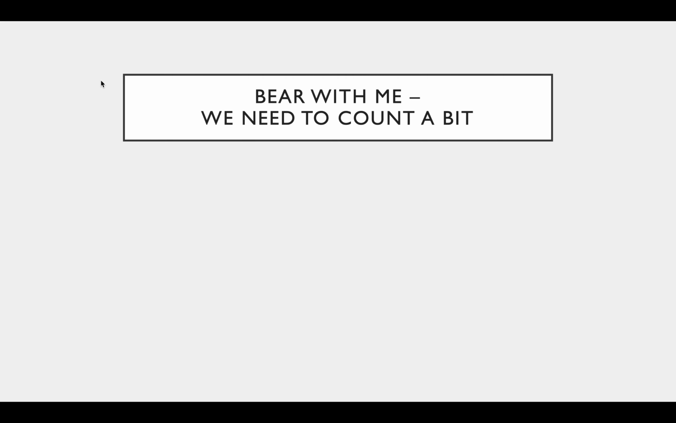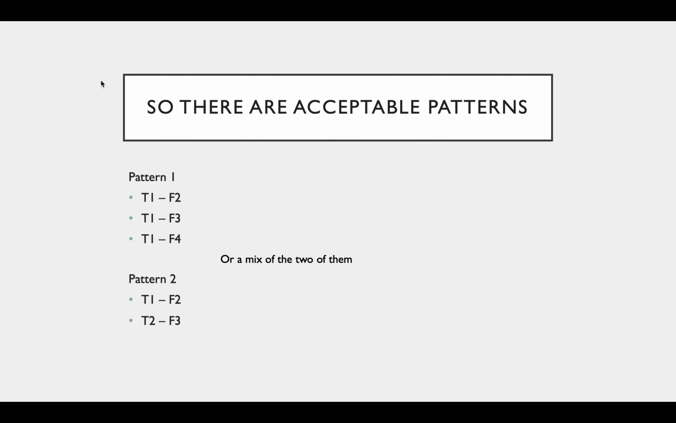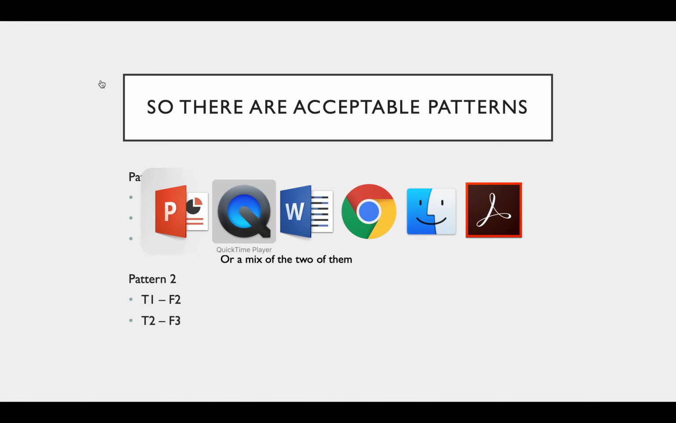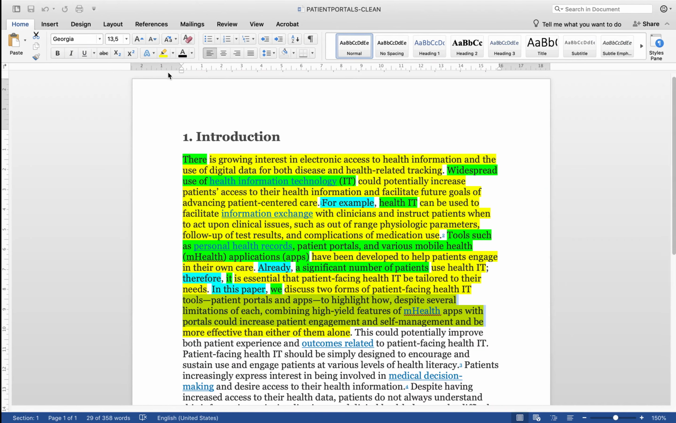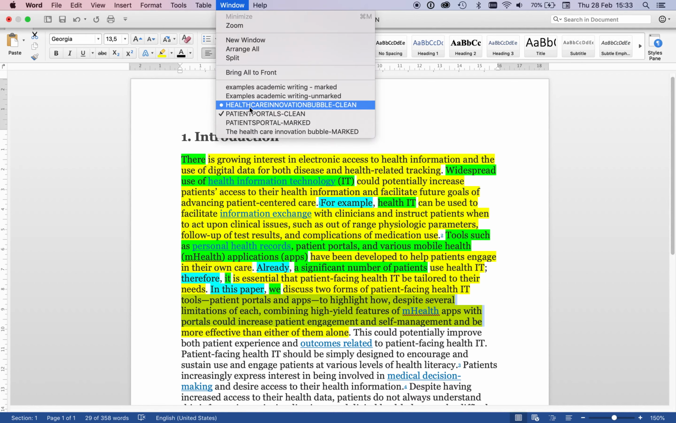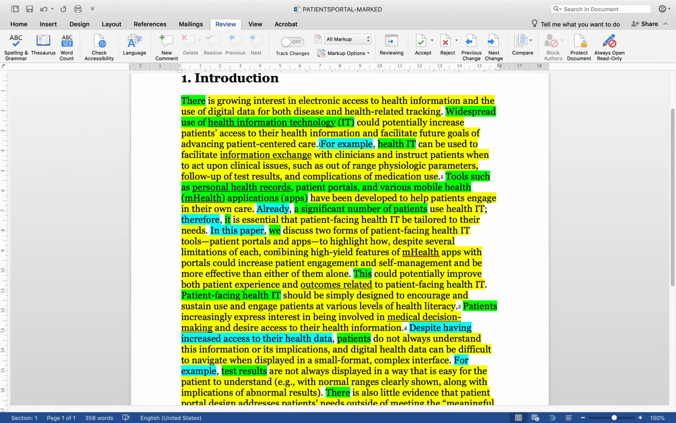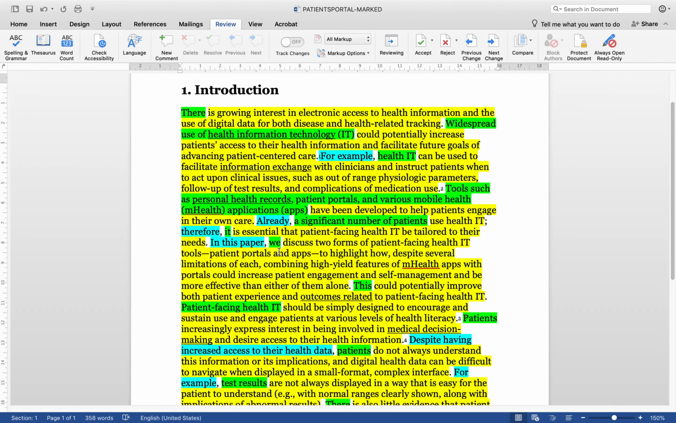Now, bear with me because we need to count a bit. We need to actually see where foci and topics are coming from. So I am going to bring you back to the texts, and then after I've discussed the texts a little bit more, I will take you back to this particular page and discuss some acceptable patterns with you. So let me get to one of the texts that we have analyzed in the previous movies, and let me go to the patient portals marked text, because I've marked the entire thing here.